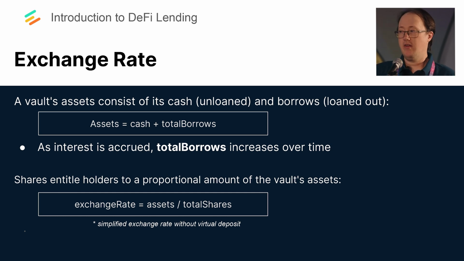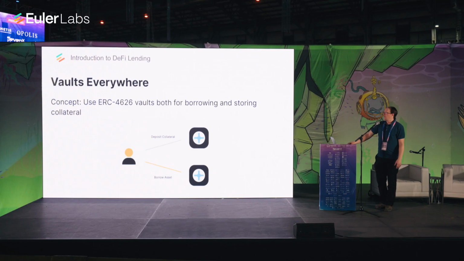So then it's just simply dividing that asset by the total number of shares to figure out the number of assets that each share is worth. Notice that I've got a little asterisk there. This is a slightly simplified exchange rate because it doesn't use this virtual share protection we'll talk about shortly.